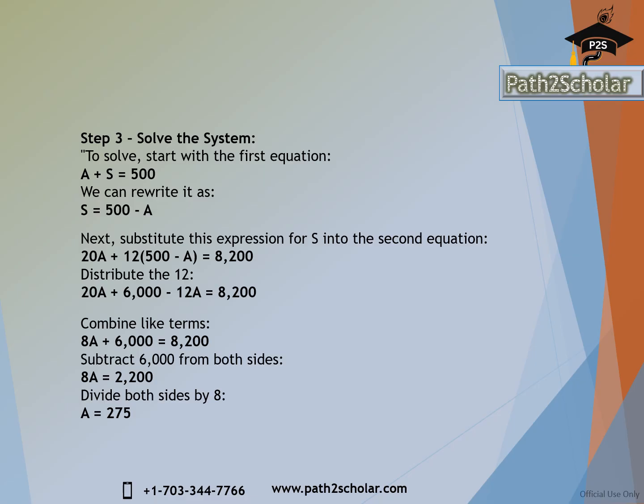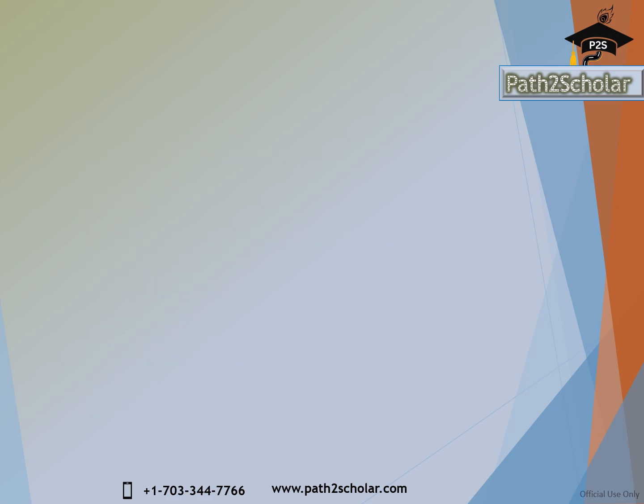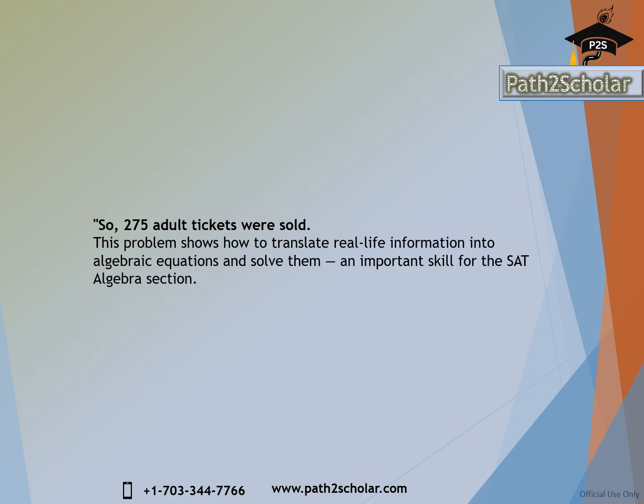Now we're solving to get 8A alone on its side. So we're going to subtract 6,000 from both sides. So now our equation states 8A equals 2,200. And now to get the value of A, we're going to divide both sides by 8. So now we get the value of A to be 275. So finally, the answer to our question is that 275 adult tickets were sold.